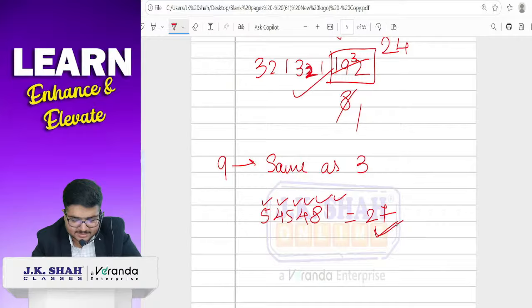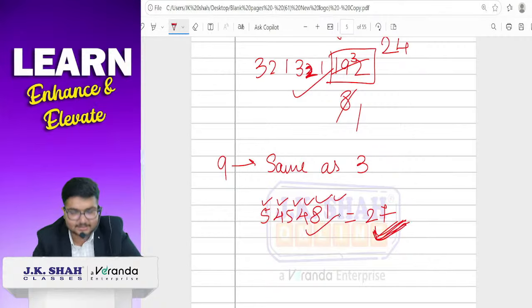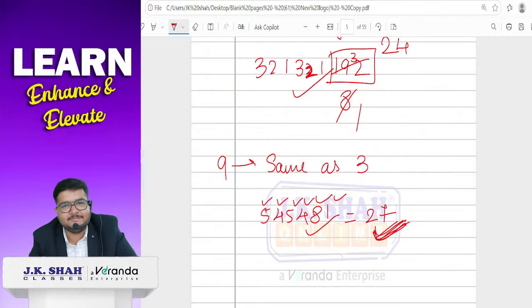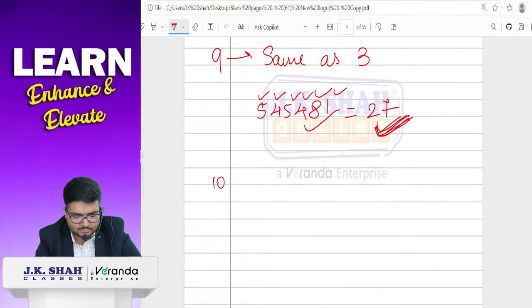Is this divisible by 7? Yes, it is divisible by, sorry, I'm very sorry for my words. Is this divisible by 9? Yes sir, it is divisible by 9. Then the whole number is divisible by 9. It is the same as 3. Understood? Let us do divisibility of 10.